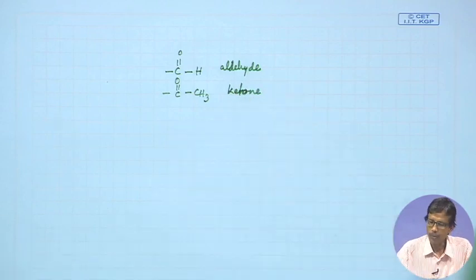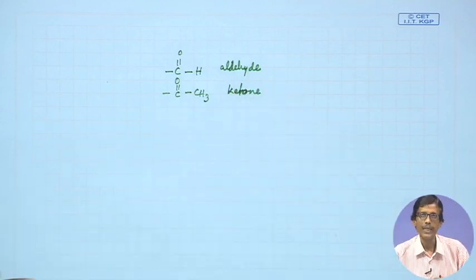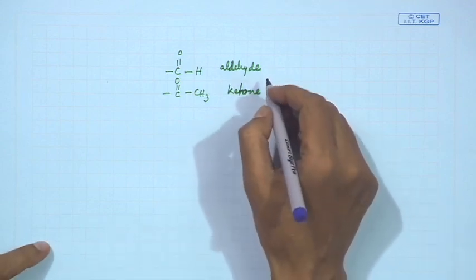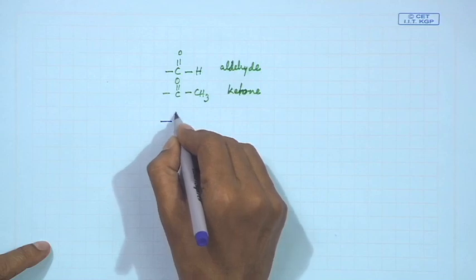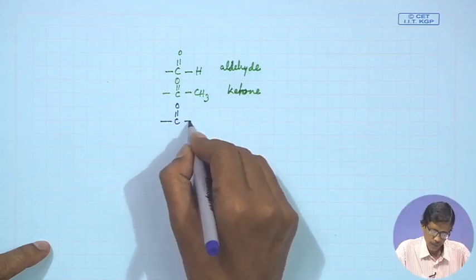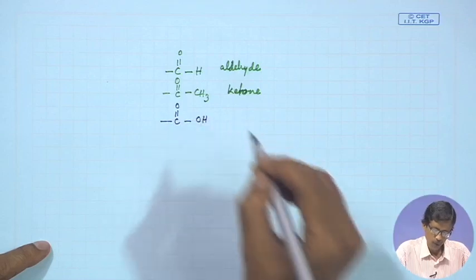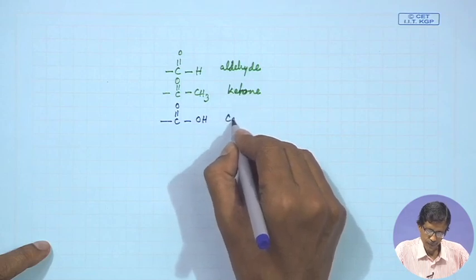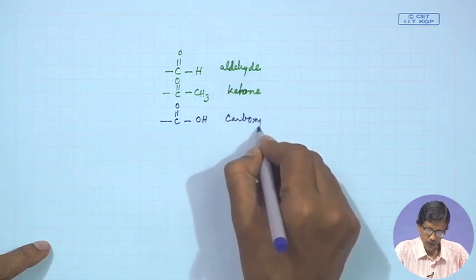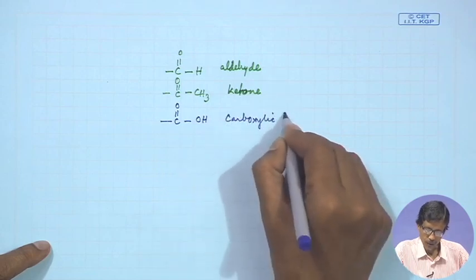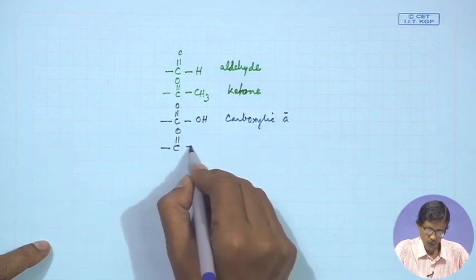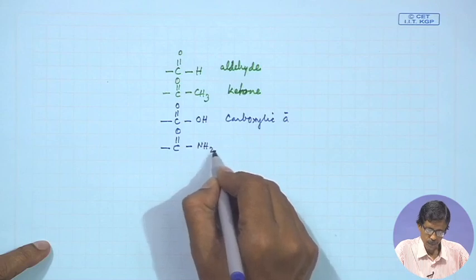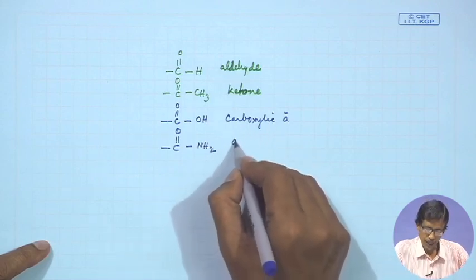So, how nicely we can identify the presence of aldehyde or ketone in any unknown organic molecule, or we can have some other groups also. That means, when you have OH which is for carboxylic acid, or CONH2, the corresponding amide one.